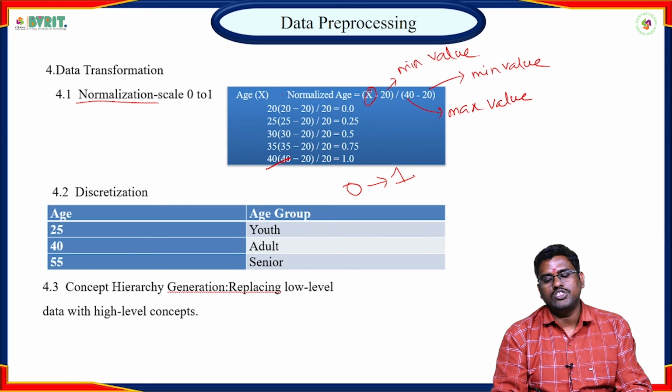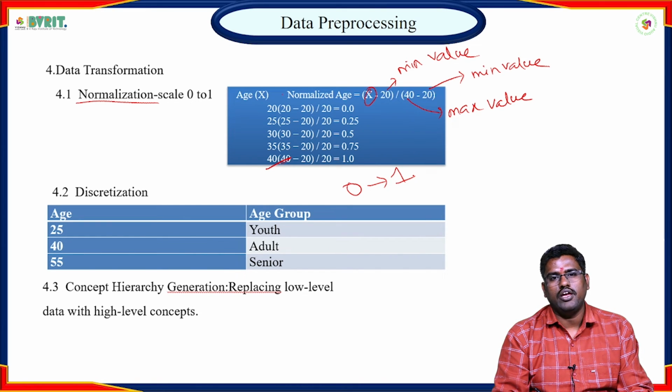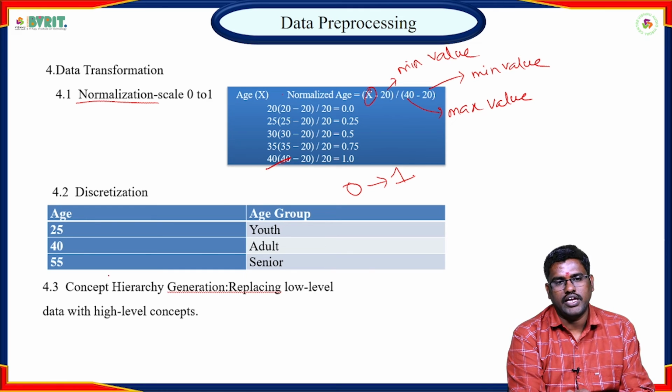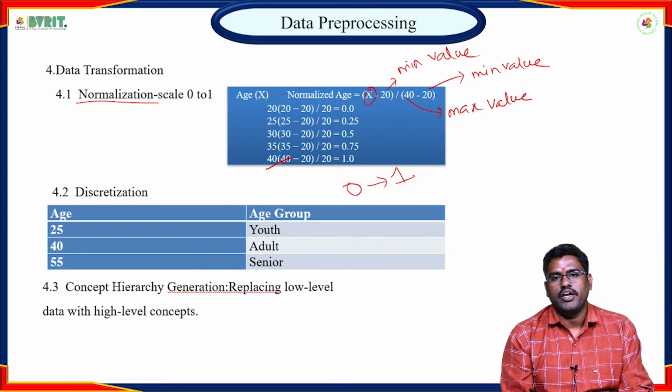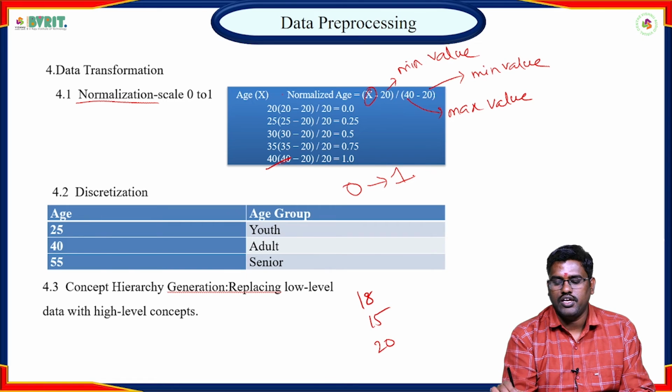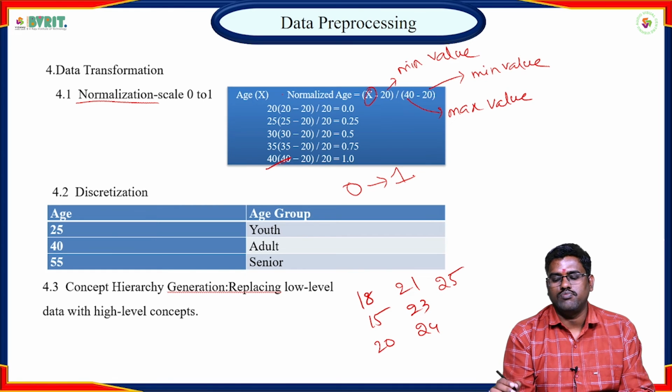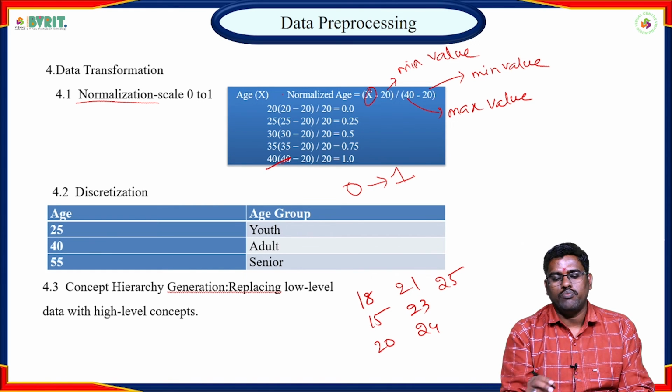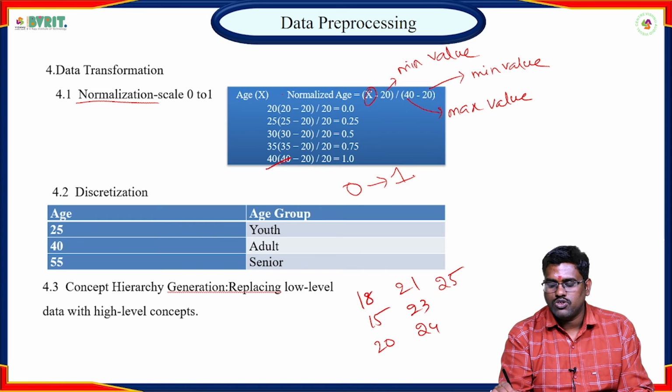The next one is discretization. Discretization means, for example, if we are given ages, they are having different ages. If I give the ages like 18, 15, 20, 21, 23, 24 and 25, these are the six or seven ages I gave. By using discretization, here the minimum value is 15 and the maximum value is 25. In between 15 to 25, whatever the numbers are, they belong to youth.